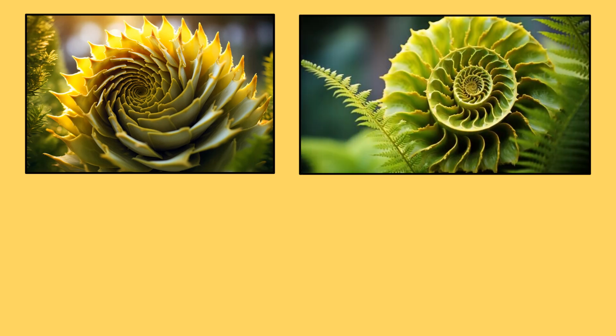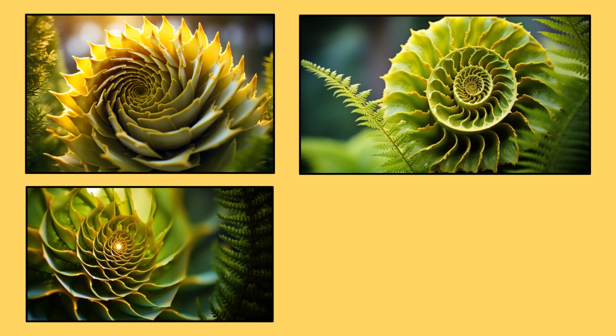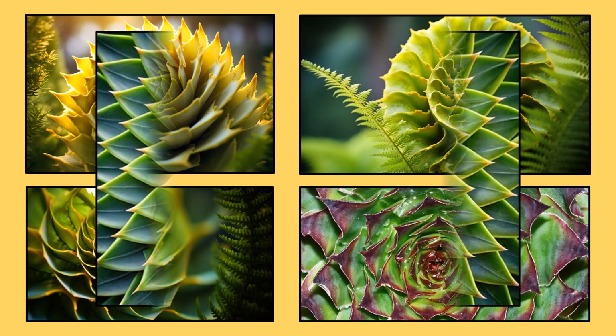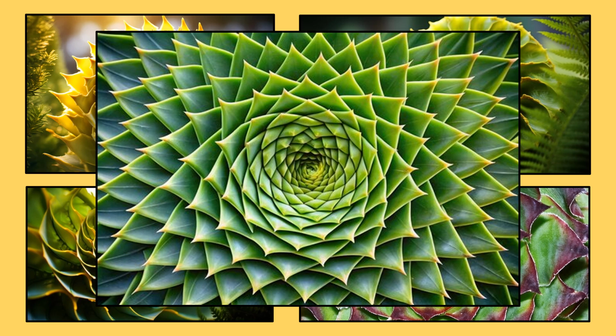We even see it in succulents. Lots and lots of succulents have all these absolutely amazing spirals from the Fibonacci sequence. And you look at the complexity of that and you think, well, how could that evolve? There's no way it could evolve. It had to be designed.